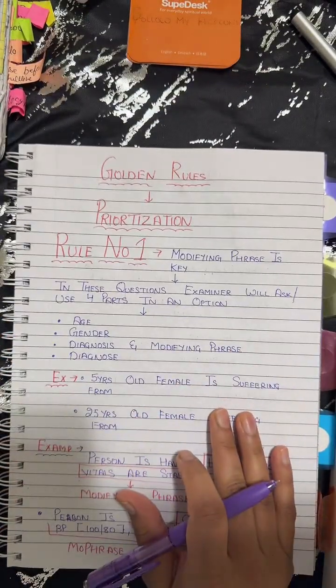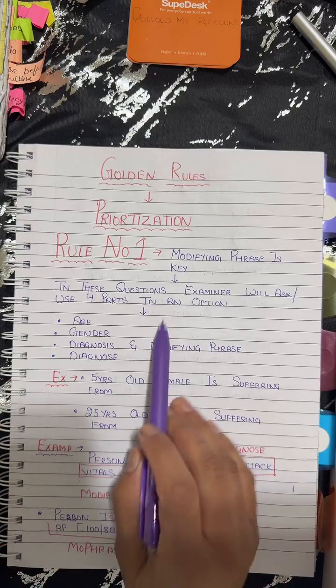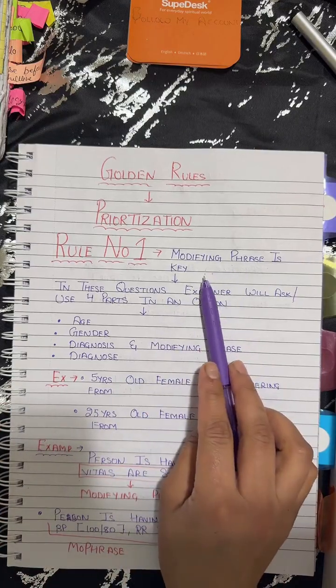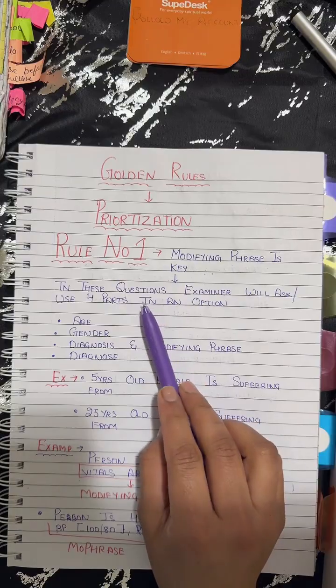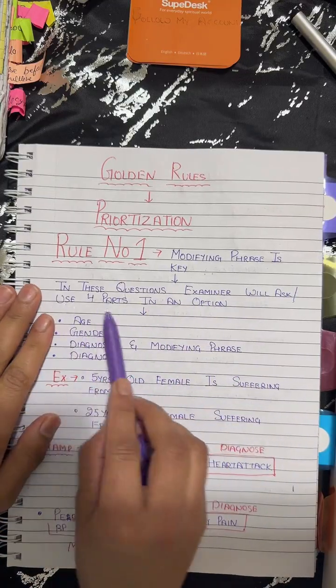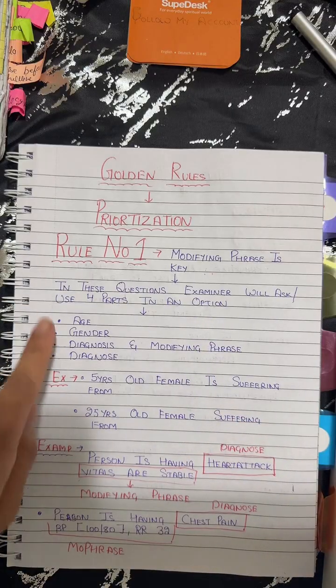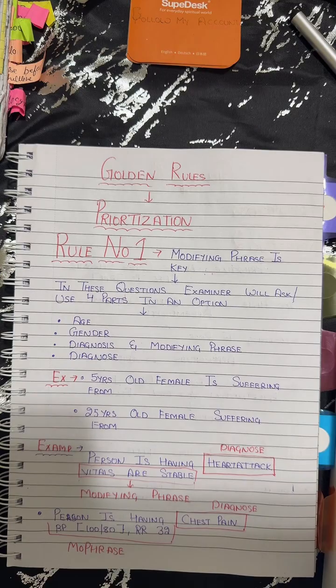Rule number 1, repeat. Circulation, airway, breathing, mostly for a patient that is unresponsive. Okay, so rule number 1 here is modifying phrase is key. In these questions, the examiner will use 4 parts in an option. So what are the 4 parts? Age, gender, diagnosis and modifying phrase, and diagnose.